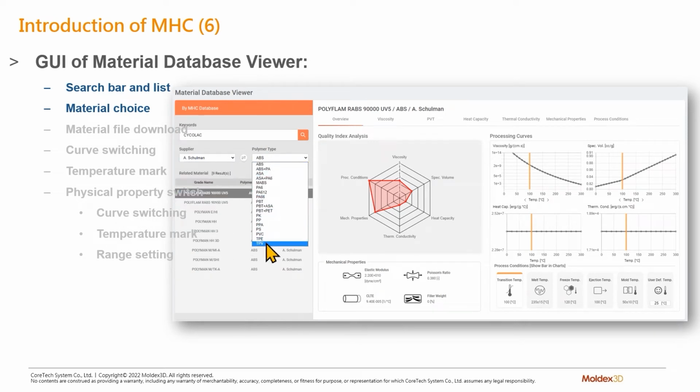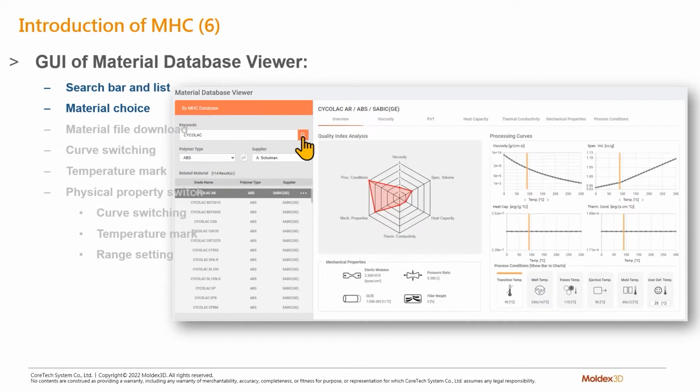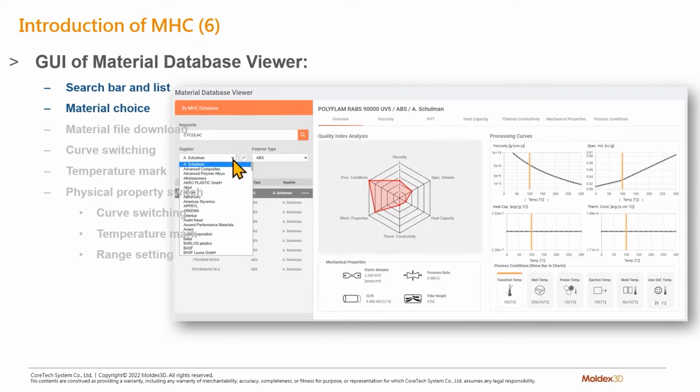Use keywords to search for material, or use polymer type bonding with suppliers to search for materials. Otherwise, the switch icon can be switched to search for materials by the supplier bonding with the polymer types according to the needs.